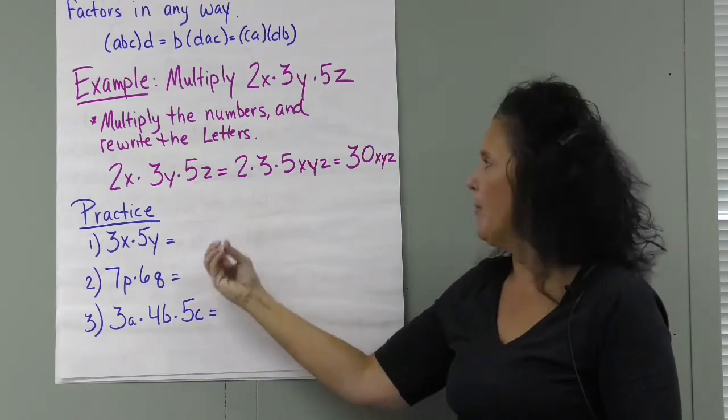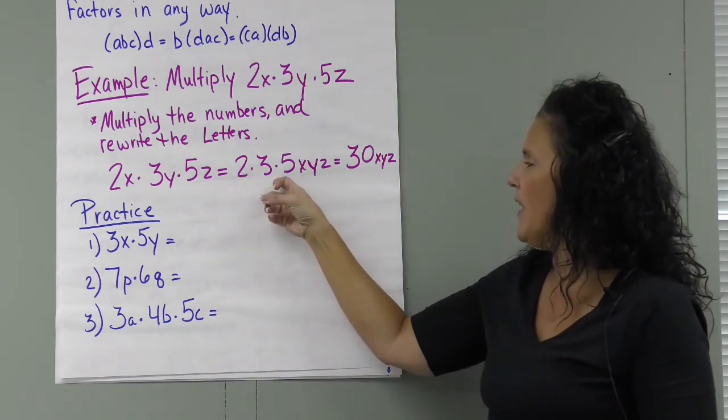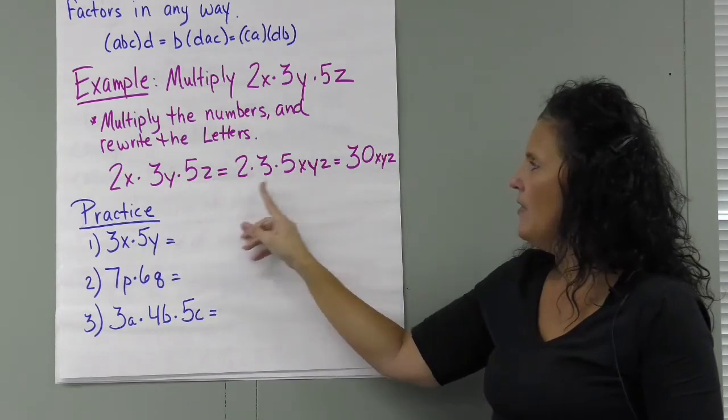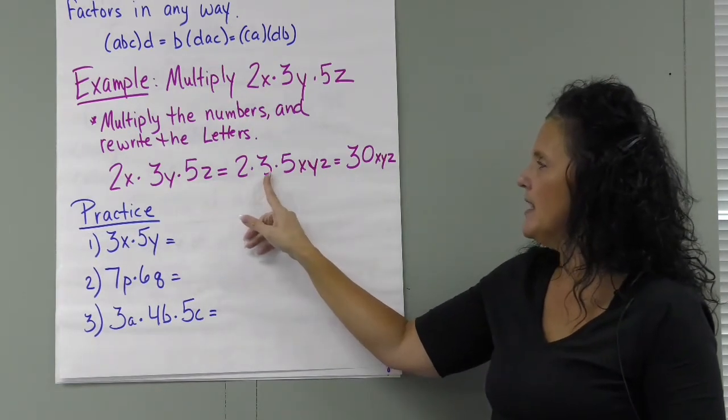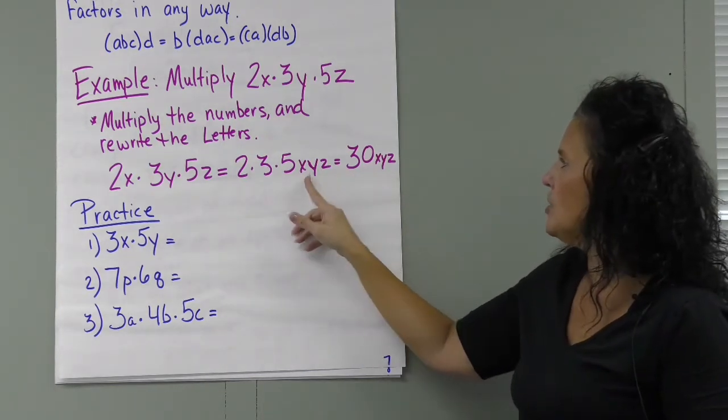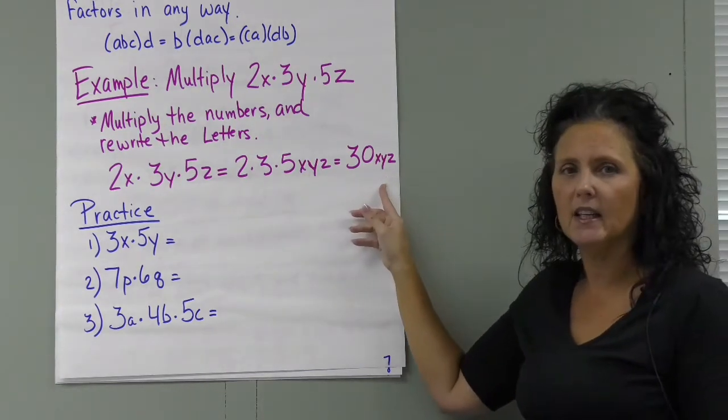Let's pull out the numbers: 2 times 3 times 5, and then put the x, the y, and the z all together. Then we can multiply: 2 times 3 is 6, 6 times 5 is 30. We bring our 30 over here and just move over your x, y, and z.